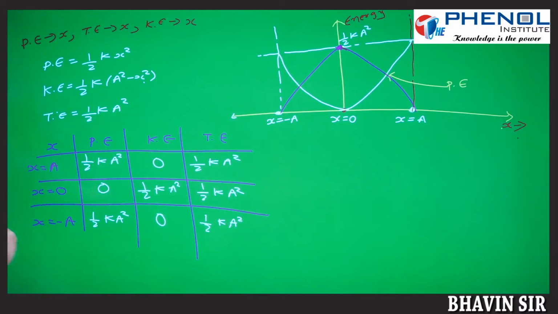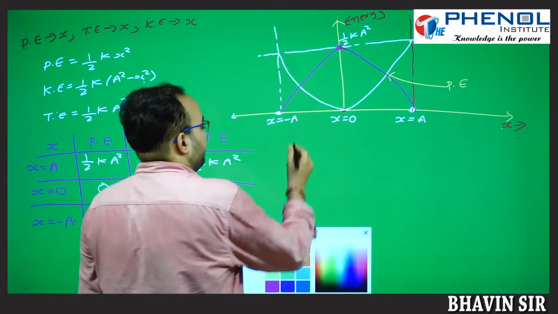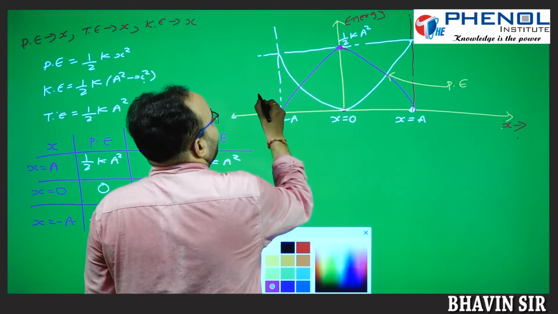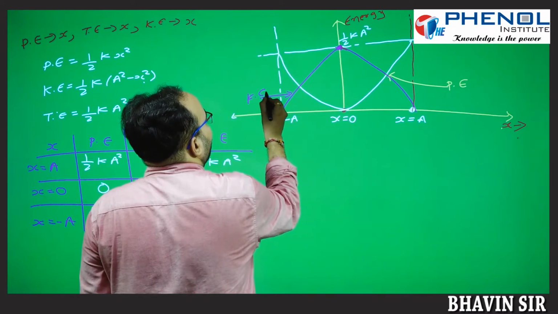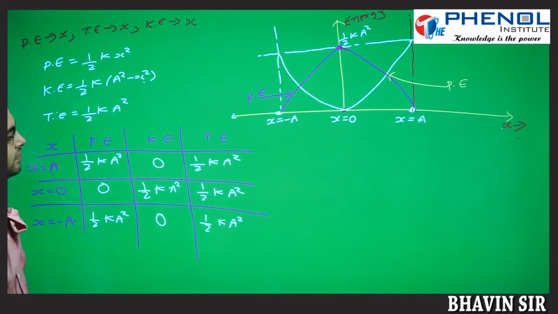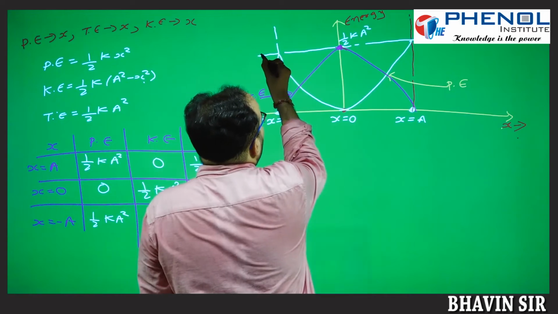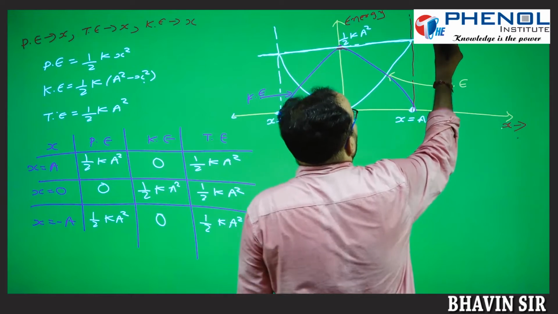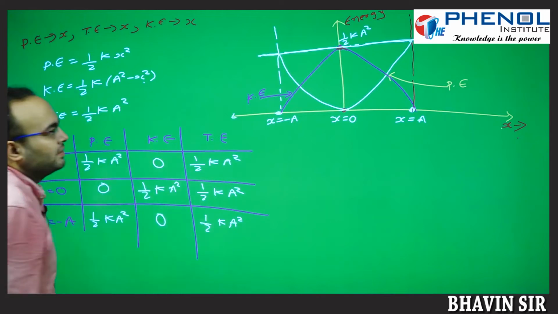Okay students, now we want to find the intersection point. These are the graphs, and this is the graph of kinetic energy. And what is the total energy? Total energy is constant, half k a square. So this is the graph of total energy, which remains constant, half k a square.